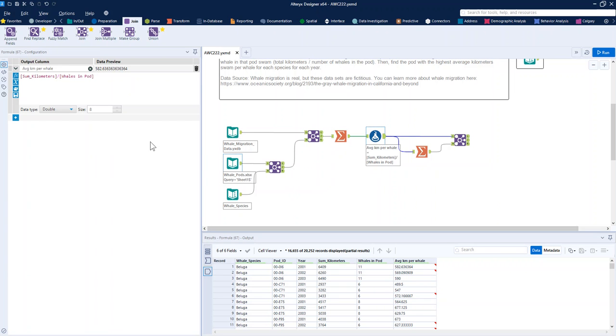Now we can calculate the average kilometers per whale just by doing the sum kilometers divided by the whales in the pod. And I've set that to be a double. That's the part I always forget to do, is remembering to change the data type.